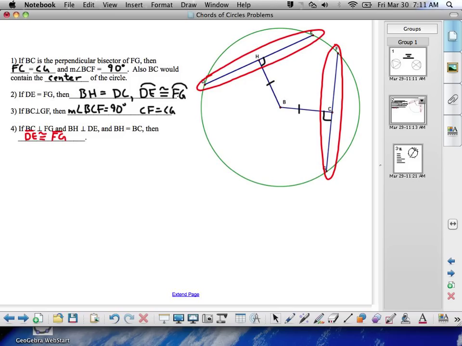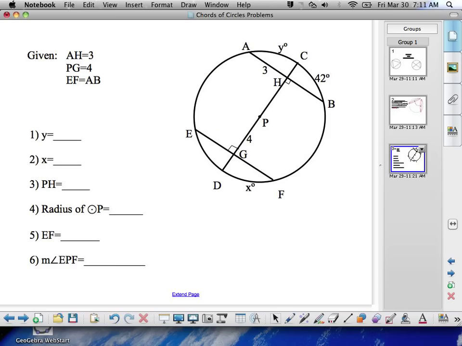All right, next slide. Given that AH equals 3, PG equals 4, and EF is equal to AB. Let's first find Y. Well, this segment here, PH, contains the center and it's perpendicular. So it bisects AB, and it would also bisect the minor arcs. So if arc CB is 42 degrees, then arc AC would be 42 degrees also, so Y would be 42.